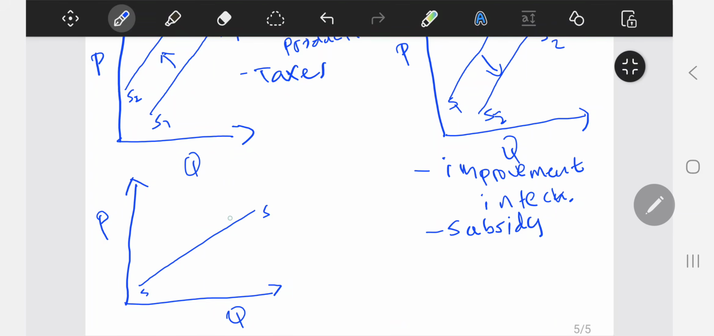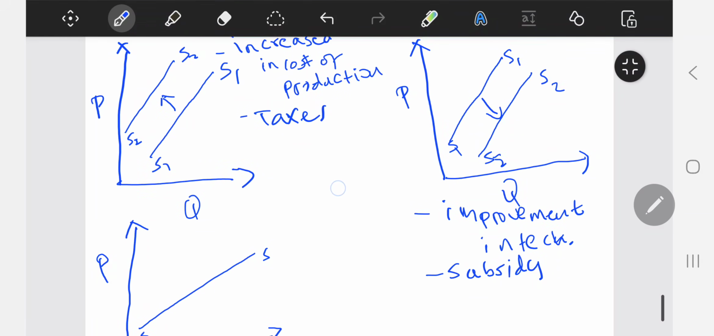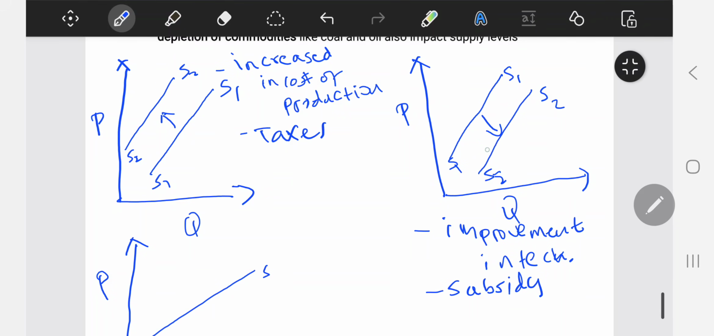And if you want to show that it's shifting to the left, I've shown you here how the supply curve can shift to the left, and here how the supply curve can shift to the right. Shifting to the left is an increase in cost of production that causes a decrease in supply, and this is an increase in supply, maybe because of a subsidy given by the government or an improvement in tech.